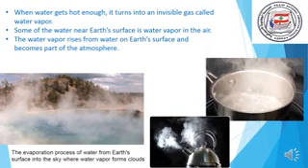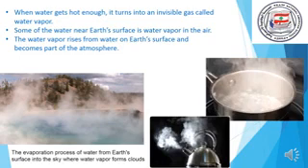As we said, the gas form is the water vapor present in the atmosphere. So when water gets hot enough, it turns into an invisible gas called water vapor. Some of the water near Earth's surface is water vapor in the air. The water vapor rises from water on Earth's surface and becomes part of the atmosphere.